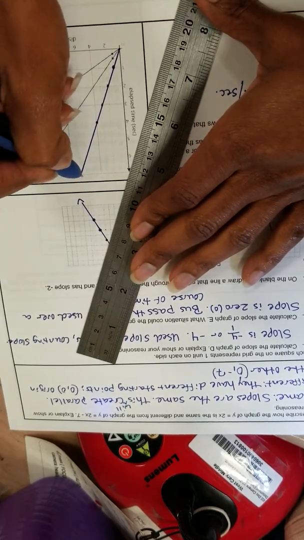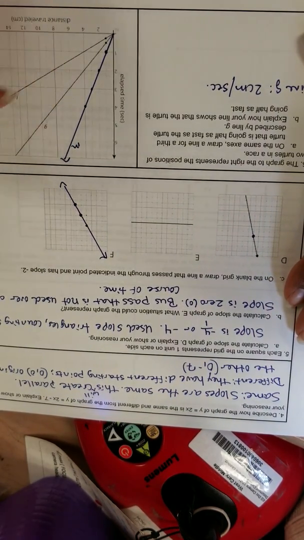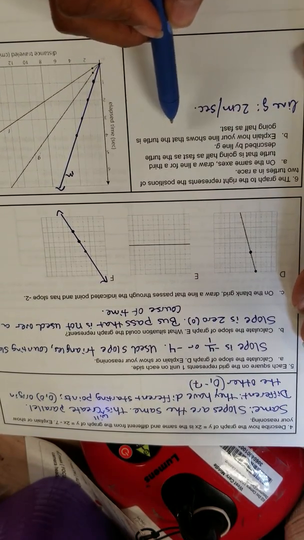So this will be the line of the third turtle. Okay, this is the line of the third turtle. Let's call this turtle M, the third turtle. Okay. So explain how your line shows that turtle is going half as fast.